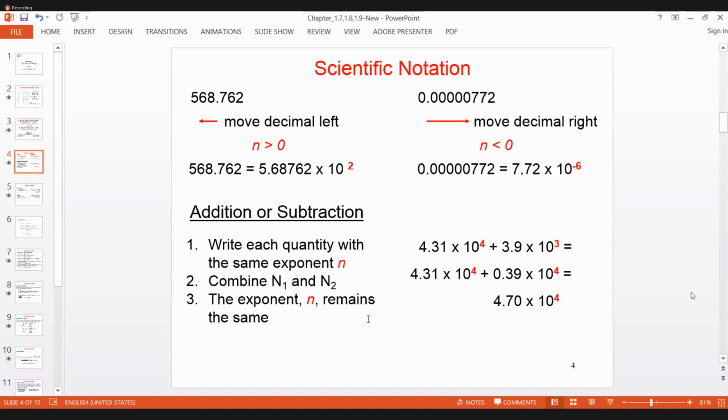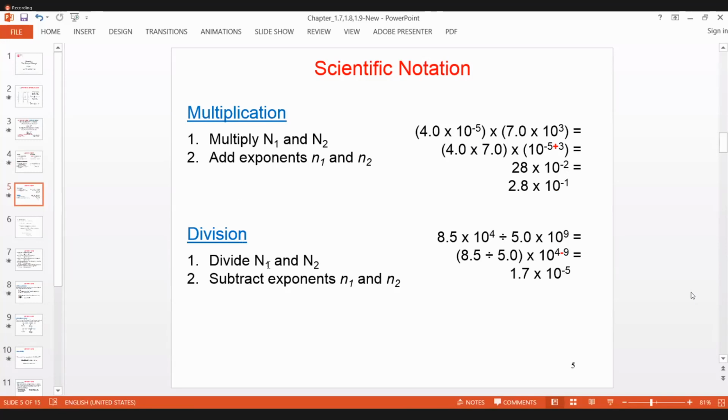So addition and subtraction, there is some mathematics. In addition, the powers must be the same. You will take the common power, and the other things you can add. 4.7 times 10 to the power 4. 4 is the common power. Common, you can add it here.